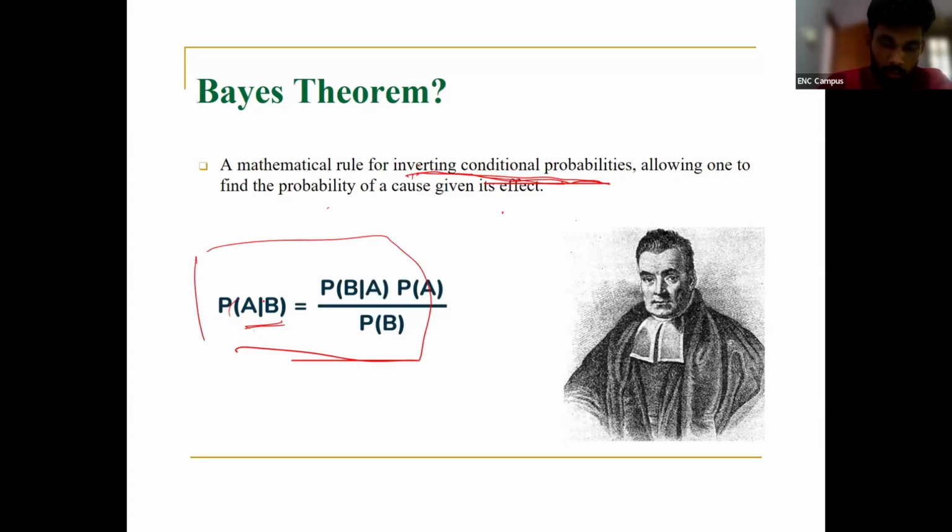Probability of A given that B occurred is equal to probability of B given that A occurred multiplied by probability of A divided by probability of B. So let's take an example and understand this concept.